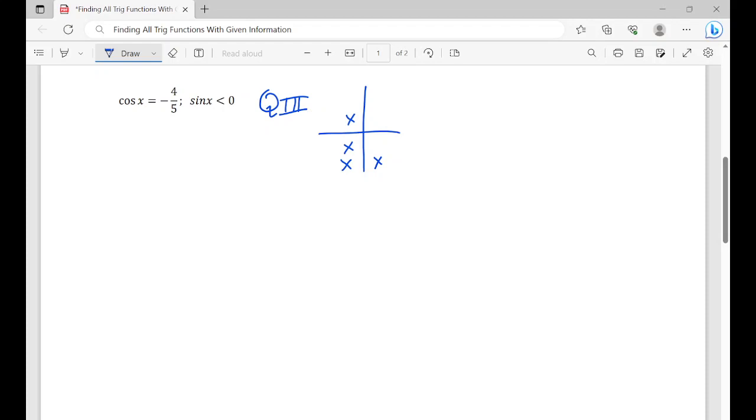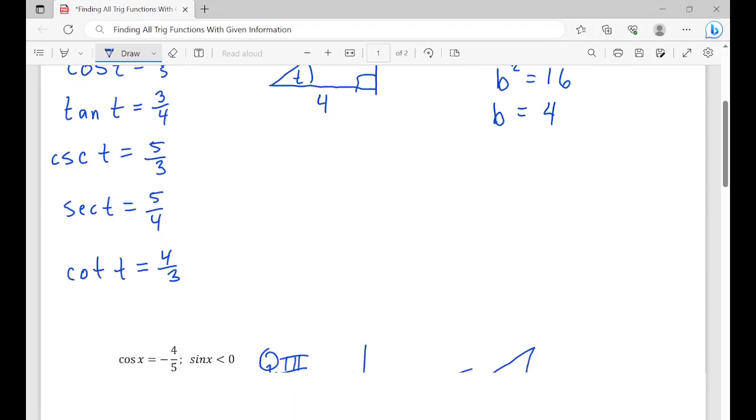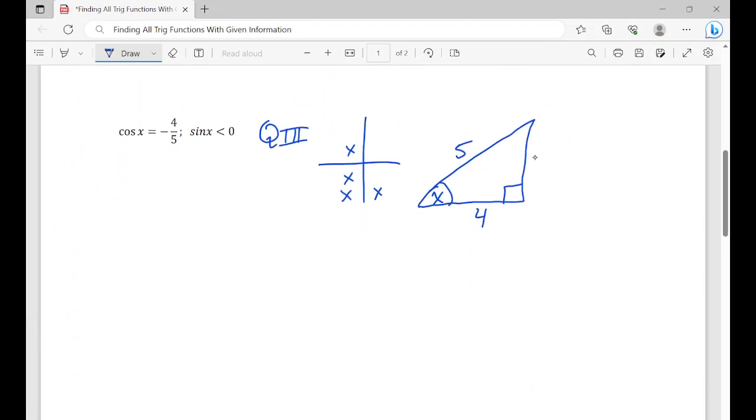Now that I know we're in quadrant 3, I still got to make my right triangle. So right triangle, and we got cosine. Again, cosine is adjacent over hypotenuse, so 4 and 5. And then we can use the Pythagorean theorem again to find the opposite side, or if you remember, we had a right triangle already, it had 4 and 5 there, we're going to have a 3 here. So this is one of those nice ones where if your opposite and adjacent sides are 3, 4, your hypotenuse is 5.